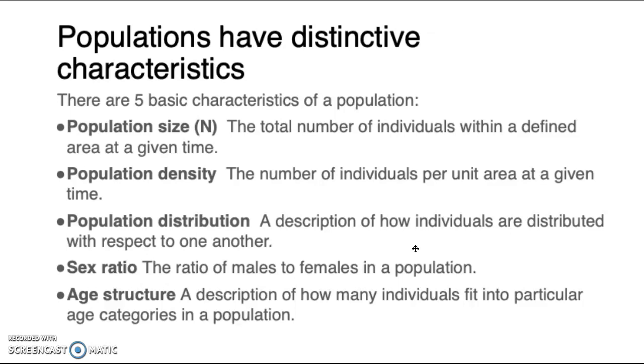Population distribution is how the animals or the organisms are spread out, how they're distributed with respect to one another. Sex ratio is how many males to how many females in a population, and age structure is how many individuals fit into different age categories. So usually we can split populations up into pre-reproductive age, reproductive age, and post-reproductive age. So all of these apply to populations in the wild, but we'll also look at them with the human population later this unit.